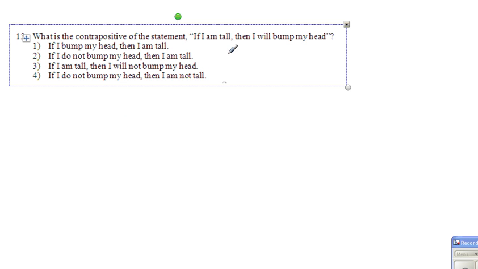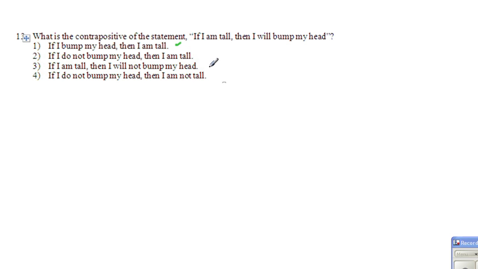Alright, contrapositive, that means we need to switch the order. So I should say, if I bump my head, which will be possibly the first one, and then the second one, and then the fourth one.